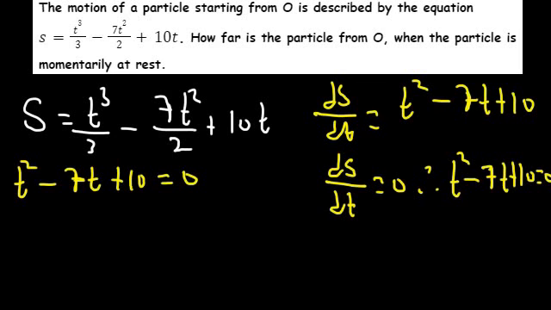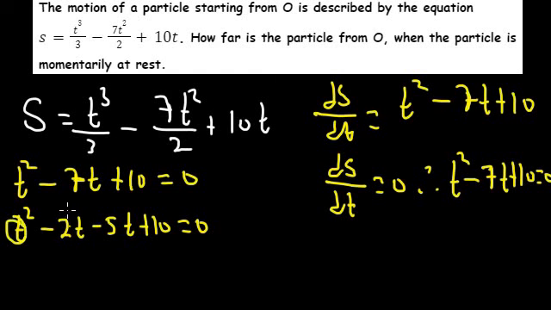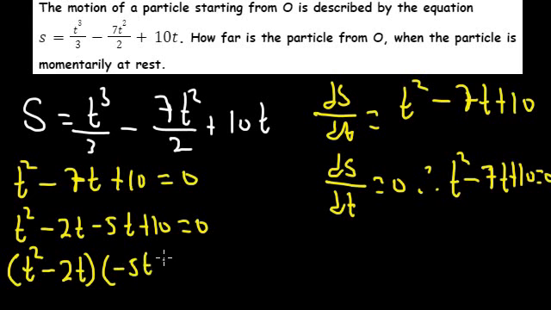So let's move on. So we have t squared minus 2t minus 5t plus 10 equals 0. The goal is just to associate the variable to the two numbers you got and then replace them with the middle term. So we now have, in parentheses, t squared minus 2t, then in another bracket, minus 5t plus 10 equals 0.